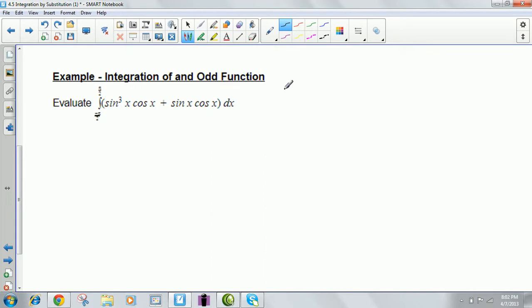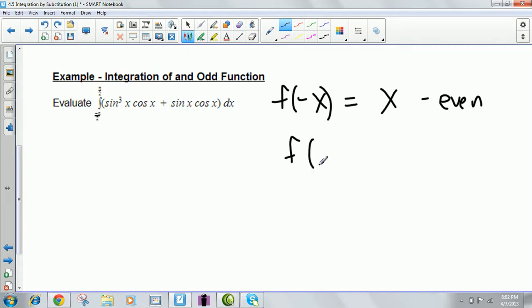But remember, the test that you do is you plug a negative value in. If you plug a negative value in and your output is positive, that means it's even, like x squared. If you plug a negative value in and your output is negative, that means it's odd. So let's test it.